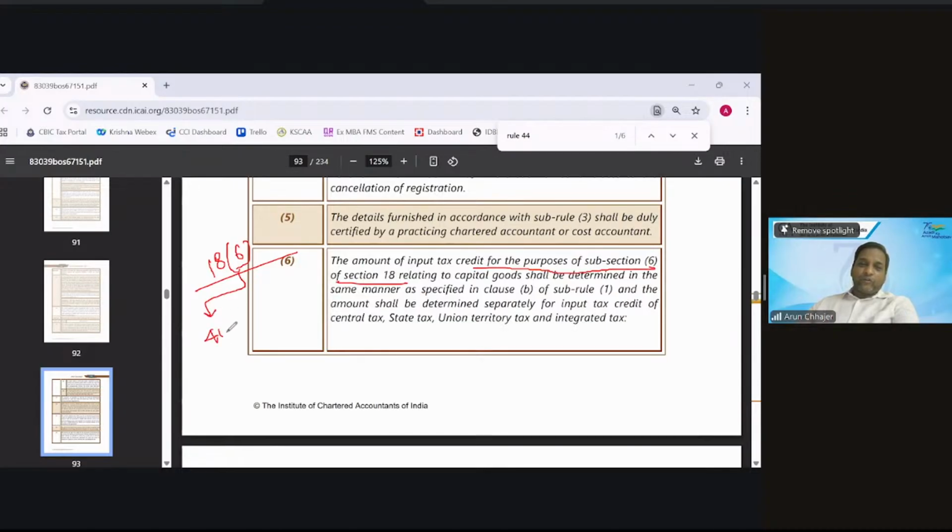Earlier we have read the rule 40 sub rule 2. Now rule 44 sub rule 6 also says that for the purpose of 18.6 relating to the capital goods shall be determined in the manner in sub rule 1 clause B. What we have discussed in the sub rule 1 clause B, that you will treat the life as 5 years, and to the extent of the remaining useful life, you need to calculate proportionately.